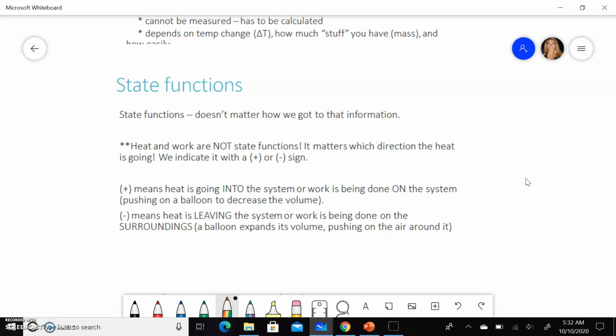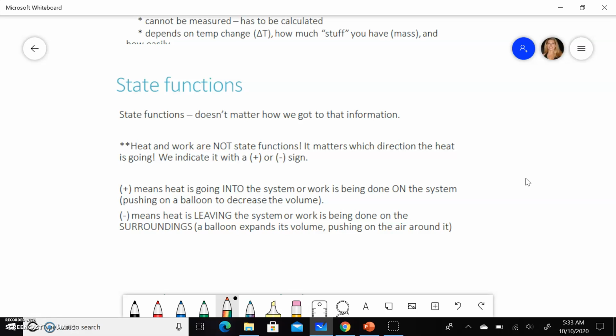Positive means that heat is going into the system, so that would be an endothermic process, or that work is being done on the system. So if you have a balloon and you're pushing on it and you're decreasing the volume, that means you're doing work on the balloon. So just think of positive as going in.